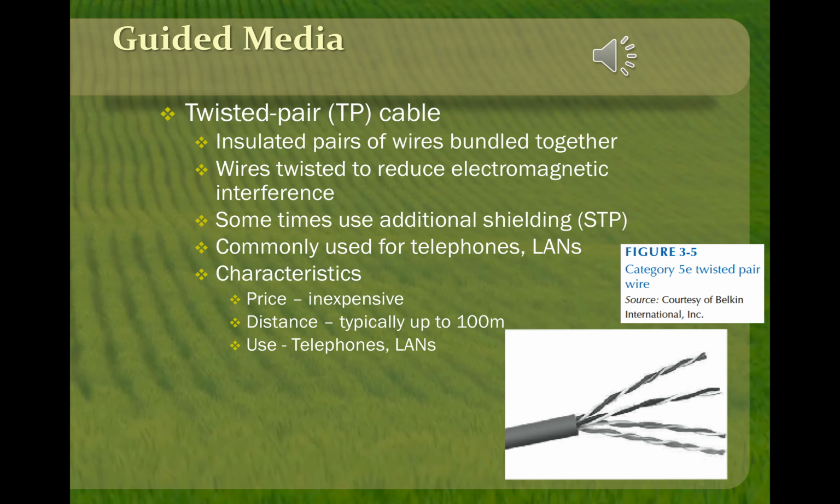Twisted pair cable involves insulated pairs of wires bundled together. They're twisted to reduce the electromagnetic interference. Sometimes they use additional shielding, and they're commonly used, like I said, in office places. They're used with telephones, they're used with LANs. Telephone wire is also twisted pair, it just doesn't have as many wires.